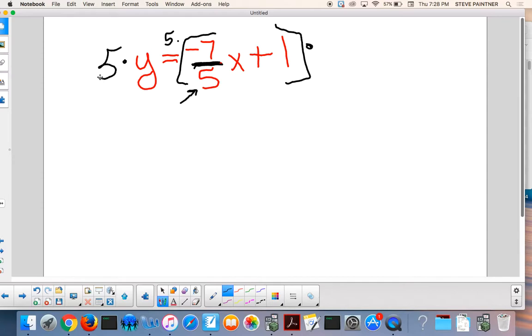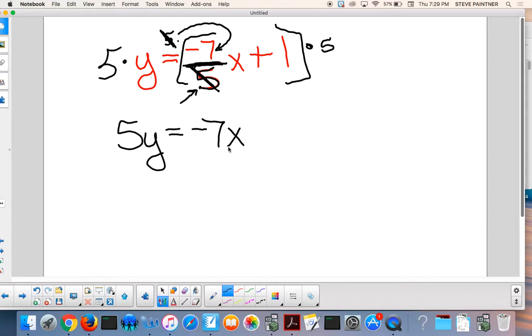Okay, there you go. And you end up with 5y on this side. On this side, I'll put 5 here. You go this times this, negative 35 divided by 5, which is negative 7. But really what you could do is just cancel the 5 with the 5, and all that's left is negative 7x. And then, of course, this 5 times this 1 is 5. Okay. The fractions are now gone.